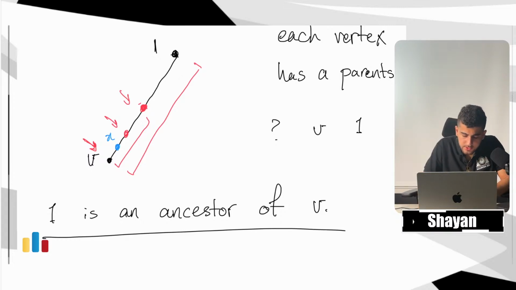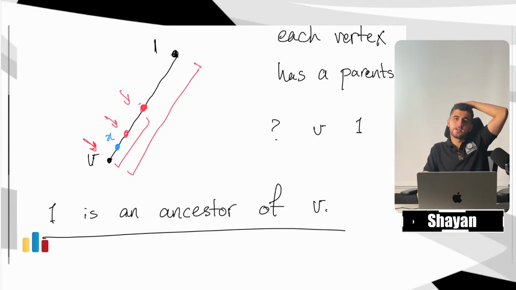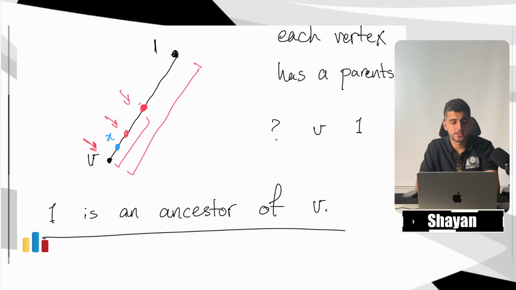And how many times will this operation take? It will take at most log of n times, because the distance from this vertex to its ancestors will be halved each time. And this way you're going to find the parent of each vertex. Is it clear?